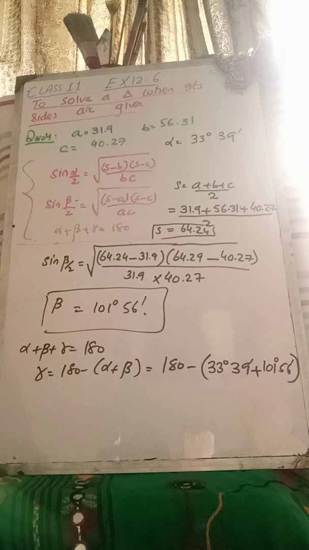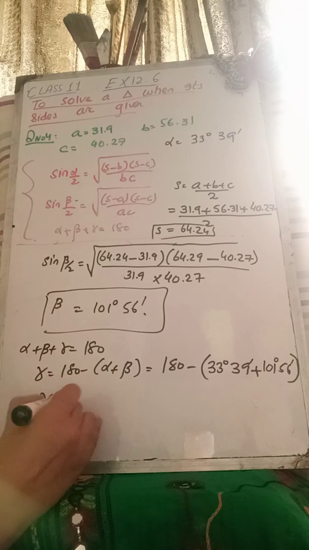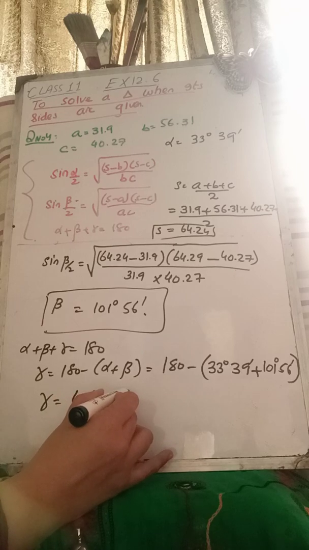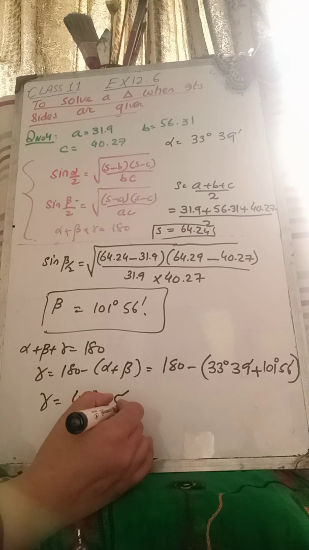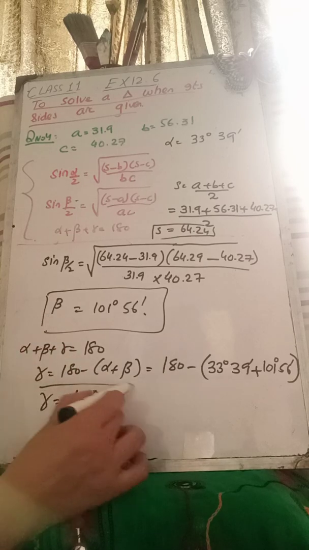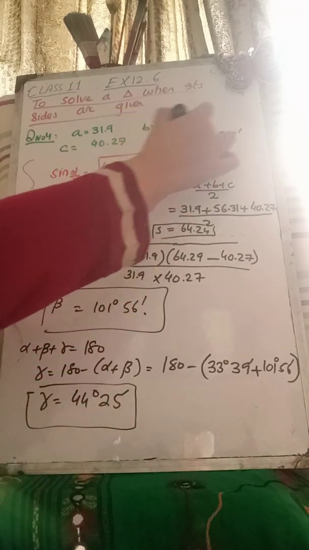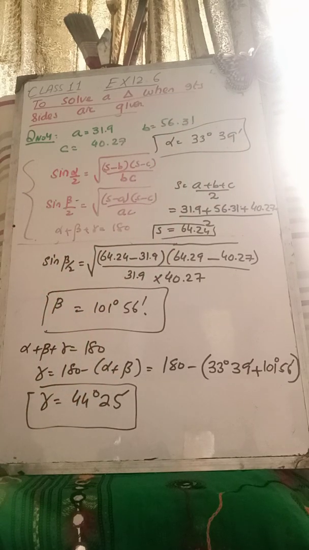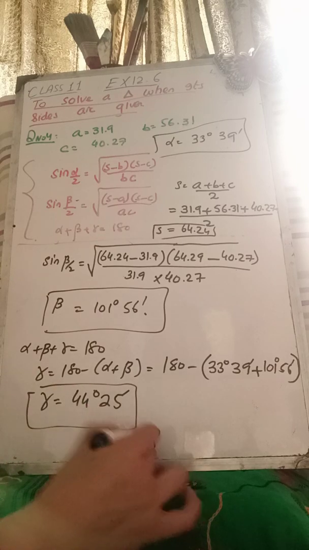So we will get gamma is equal to 44 degrees and 25 minutes. So it's approximately 44 degrees and 25 minutes. So we have found all the three angles that were missing, and the three sides were already given to us. So this solves the triangle, and this completes the solution of this question.